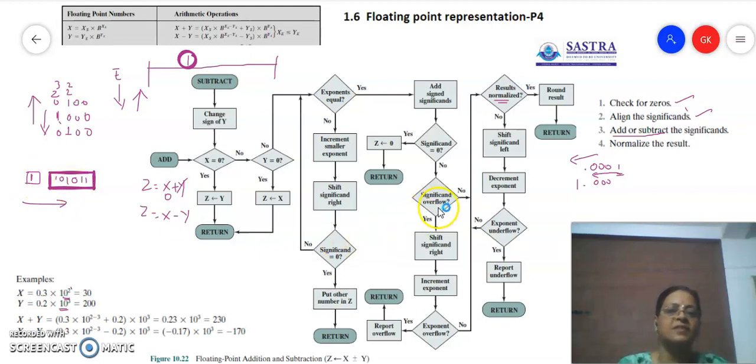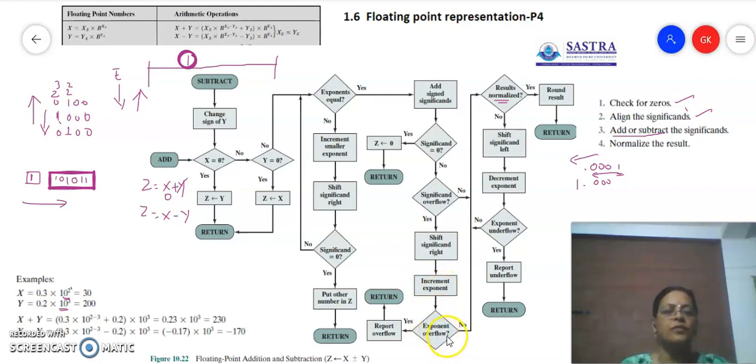So if there is a significant overflow, to bring the overflow bit into the significant, I shift towards the right, and after shifting, it will change the value. To compensate, I will increment the exponent. Again, whenever we increment the exponent, there is a possibility of overflow or underflow, but here it is for overflow. So I will check whether the exponent is overflowing.